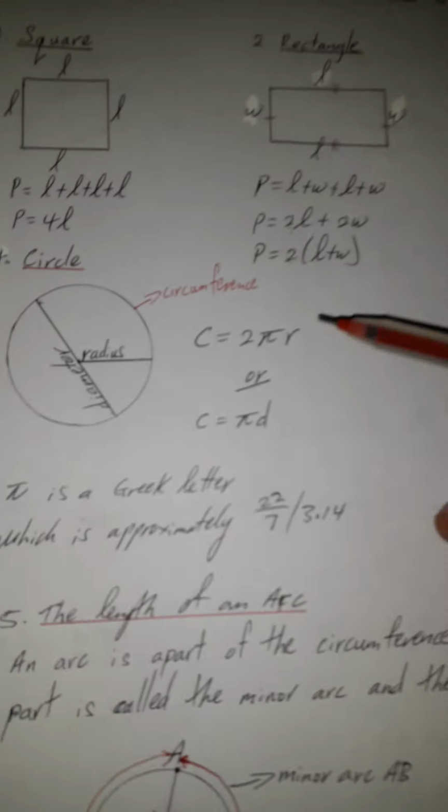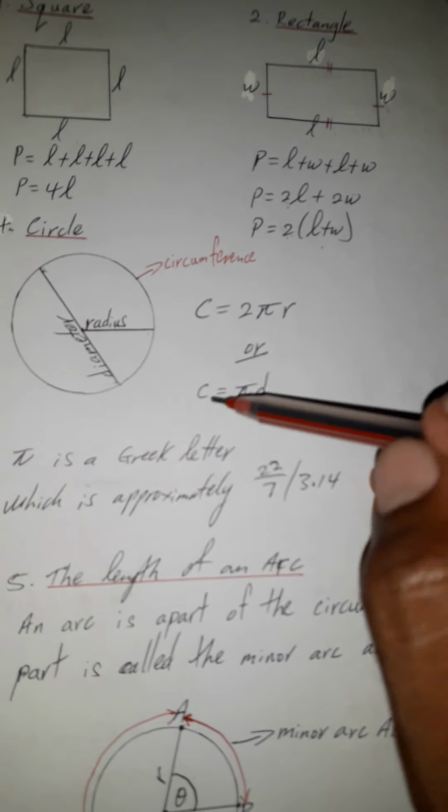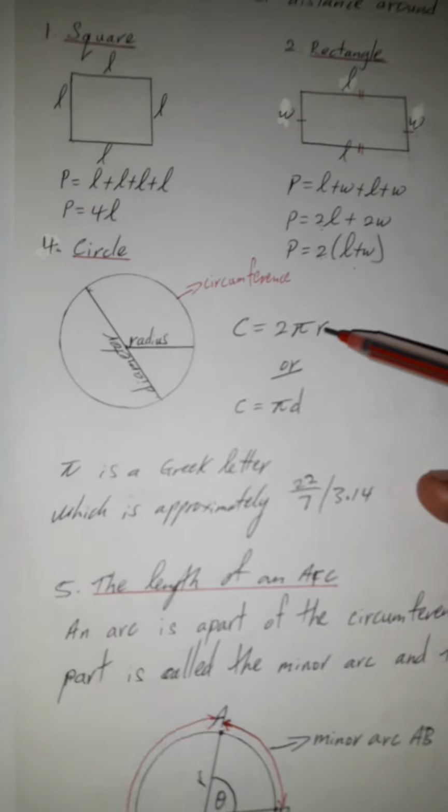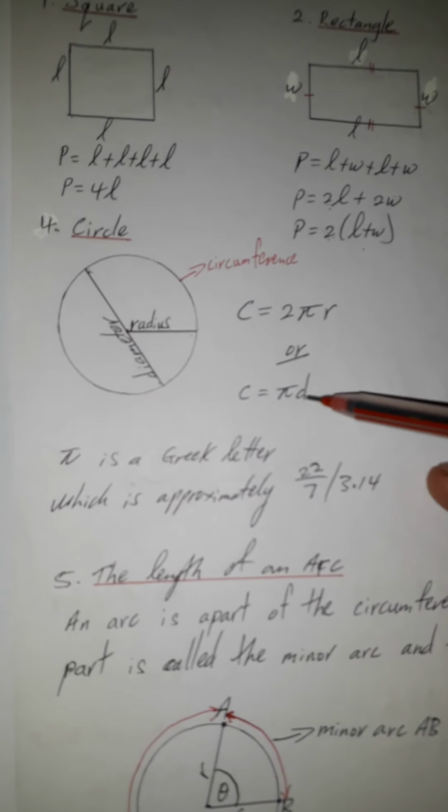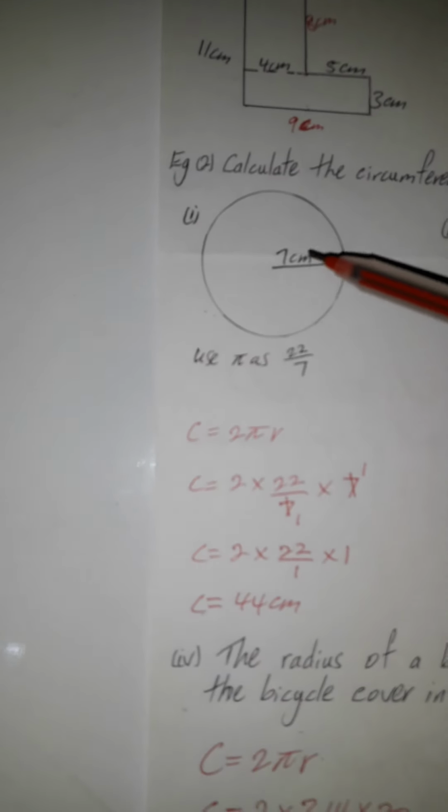C equals 2 pi r or C equals pi d. Whenever you are given a radius, you can use this formula. Whenever you are given a diameter, you can use this one. Simple as that. Okay, so here we are given the radius.